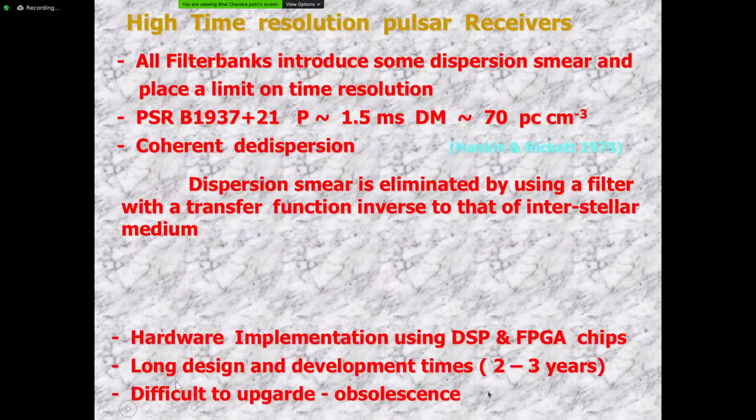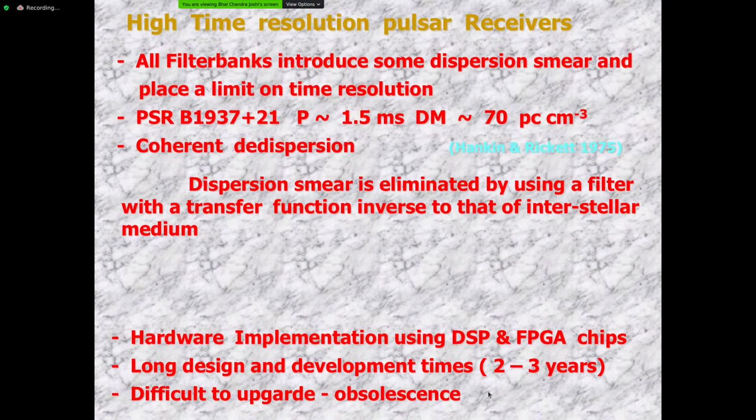And that is done by using a filter which has a transfer function inverse to that of the interstellar medium. Now, this is something which the students with engineering background can understand much better, that essentially the interstellar medium is like a unity amplitude phase delay filter. Essentially, it gives you the same amplitude, but it introduces a phase delay, which is a function of frequency.